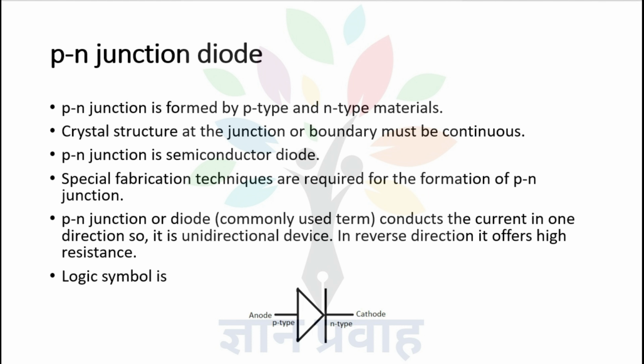The logical symbol for PN junction diode is given here. P side and here N side. P side is simply showing the positive terminal or anode terminal. N side is simply showing the negative terminal or cathode terminal. So N-type material is here, P-type material is here for the formation of PN junction diode.